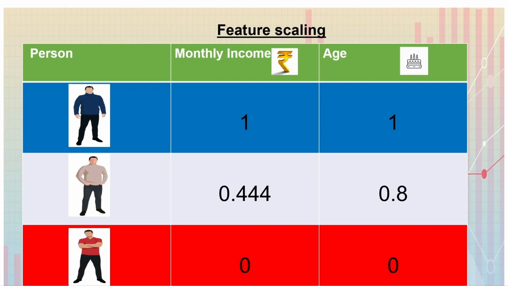Now we can compare line by line. We can see the brown person is close to the blue person because the brown person's monthly income is 0.44, which is near about the middle value between 0 and 1, but 0.8 is too close to 1. That's why the brown person is close to the blue person. So there we go. That's a quick, simple, realistic and very sophisticated example of feature scaling.